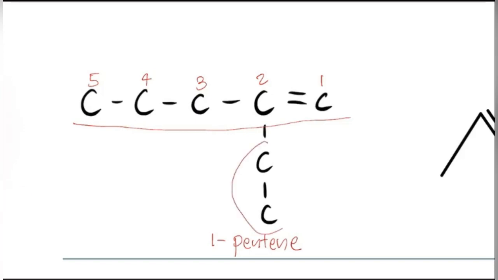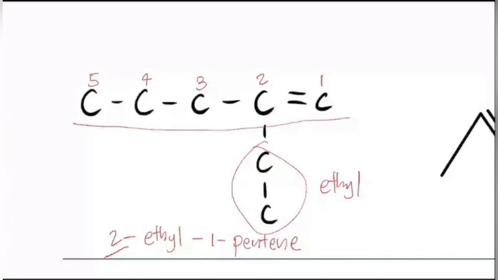Then the name of the alkyl group is ethyl. There are 2 carbons, so that's ethyl. So you write that before 1-pentene: ethyl-1-pentene. Then the location of your alkyl group. It is located at carbon 2. 2-ethyl-1-pentene. Okay, let's review.